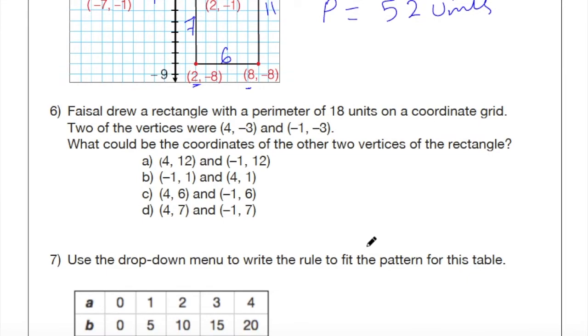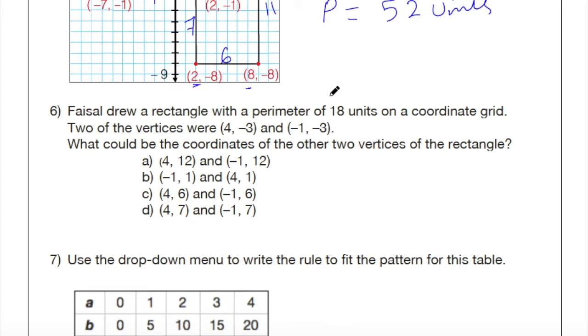Faisal drew a rectangle with a perimeter of 18 units on a coordinate grid. Two of the vertices were (4, -3), (-1, 3), and (-1, -3). What could be the coordinates of the other two vertices of the rectangle?